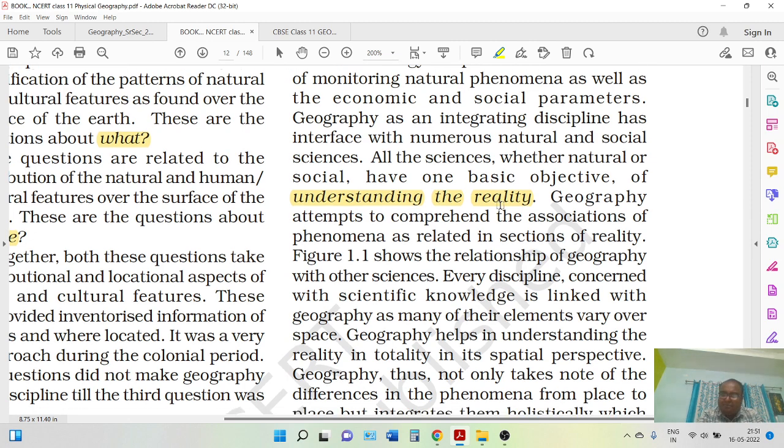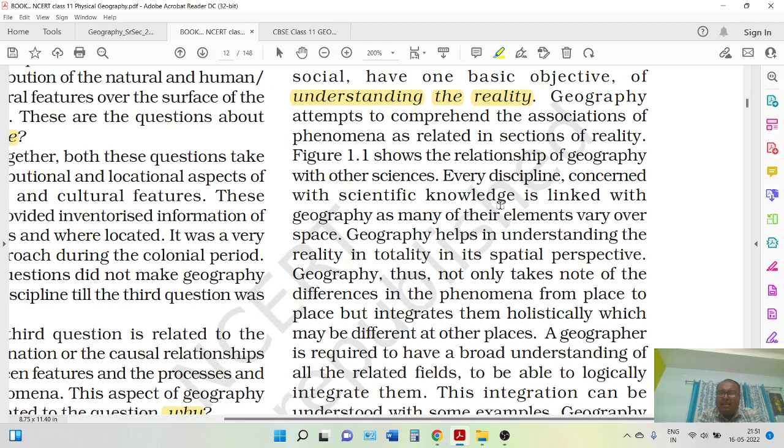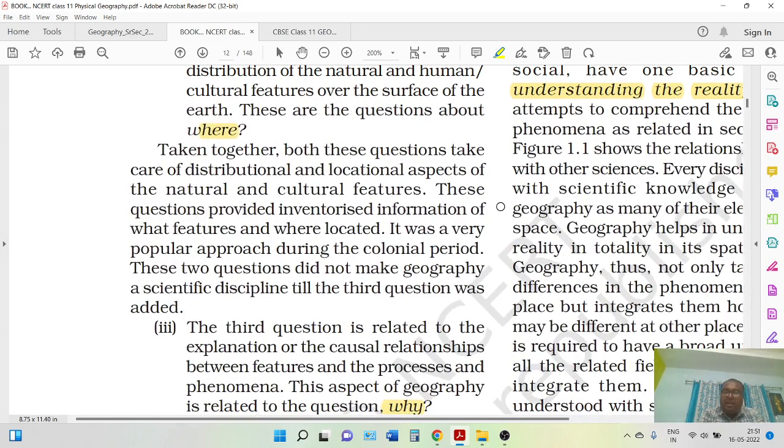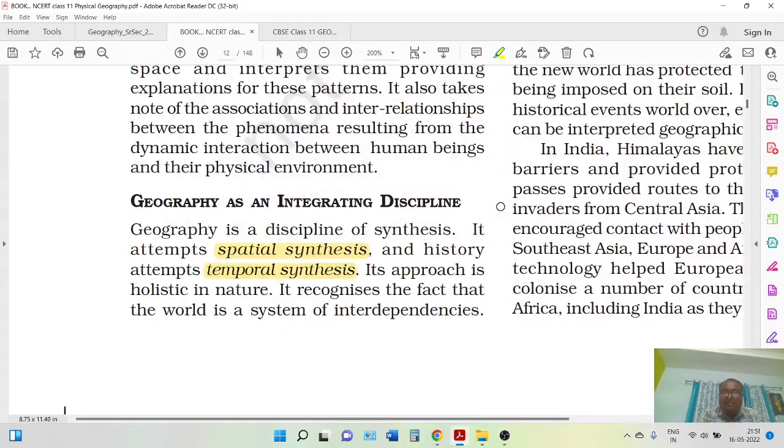So let's recapitulate what we have studied till now. First, the questions what, where, and why. Second, why geography is an integrating discipline: because it includes spatial and temporal analysis, and geographers take knowledge from different branches: botany, zoology, mathematics, physics, chemistry, different subjects.